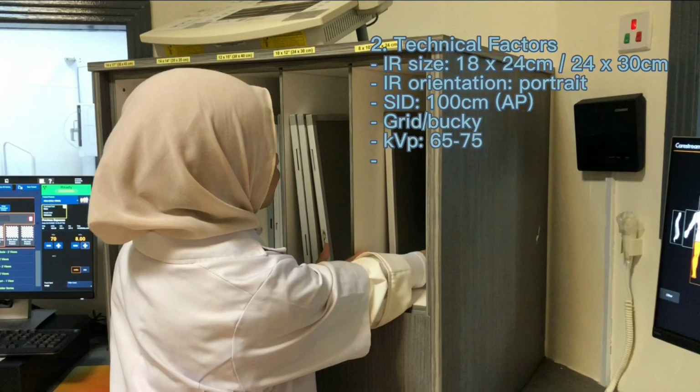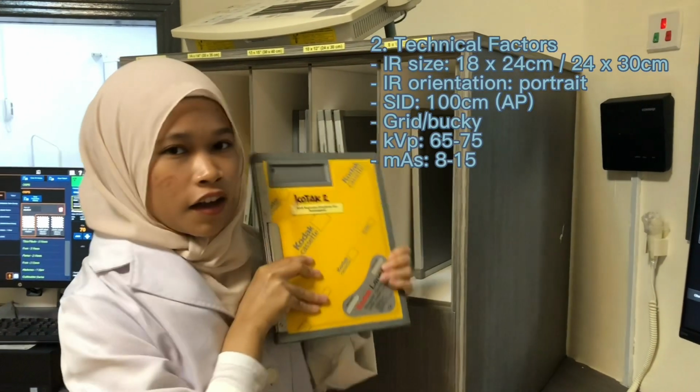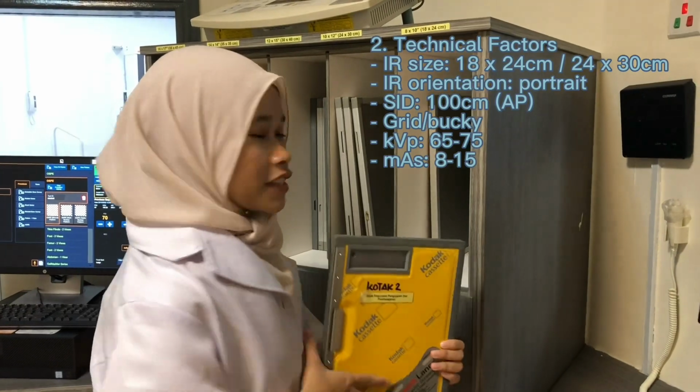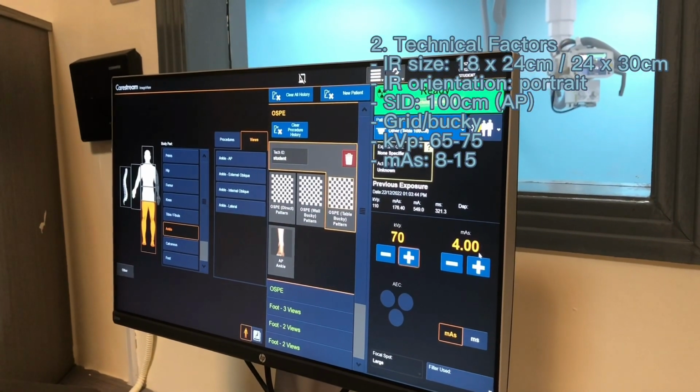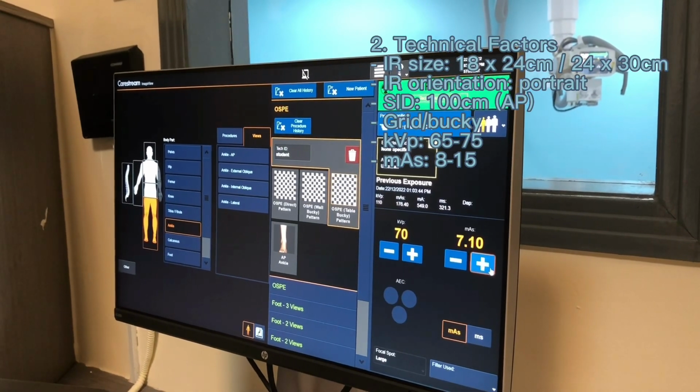The technical factors required are that the IR size must be 18-24 cm or 24-30 cm, and the IR orientation must be portrait. The SID is 100 cm. It must be with grid. For kVp, the range is between 65 to 75, and the mAs is 8 to 50. I will use a cassette of 18-24 cm. Then I will set the kVp to 70 and the mAs to 10.